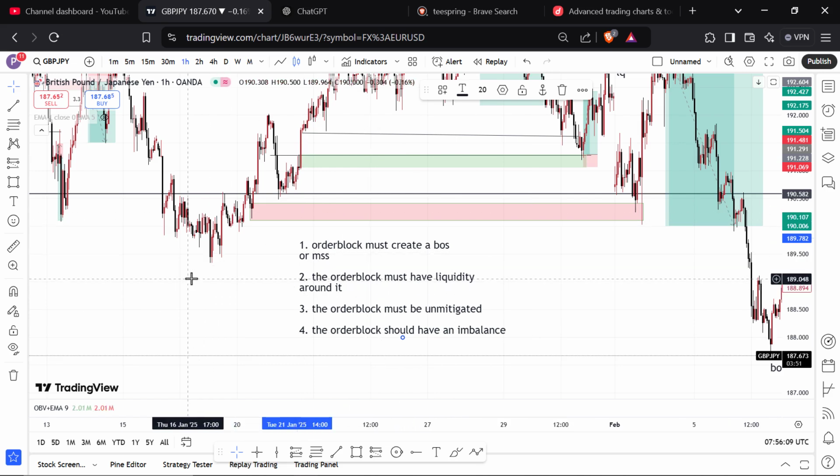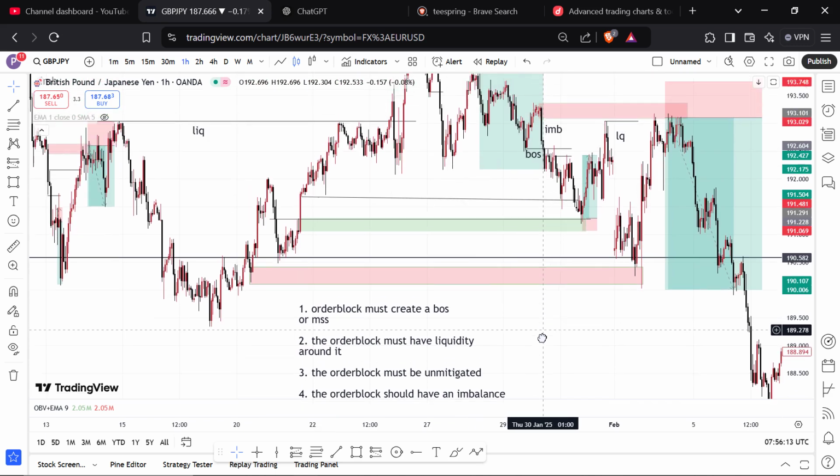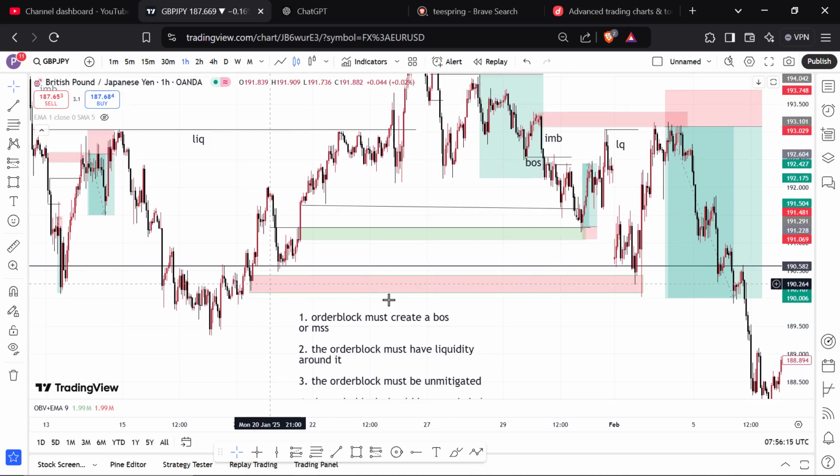Now if you look at this zone that we picked, there are some levels to this imbalance. Not every place you see an imbalance, you just take a trade from there. There's something we call the 50% rule.